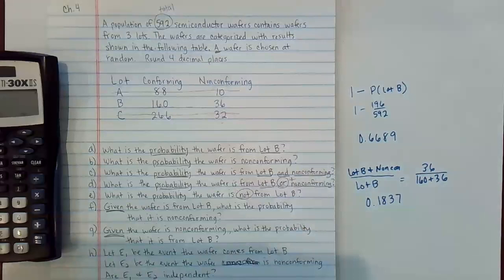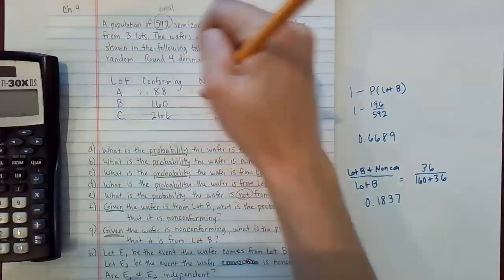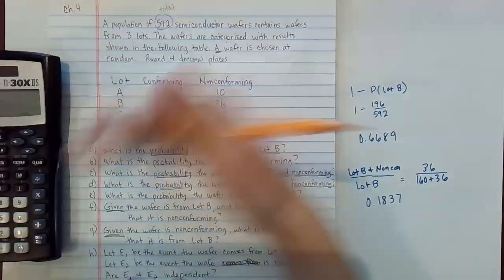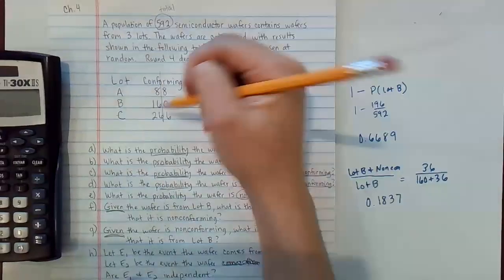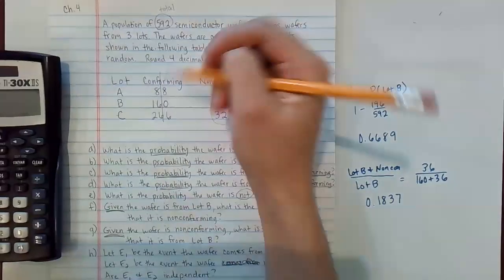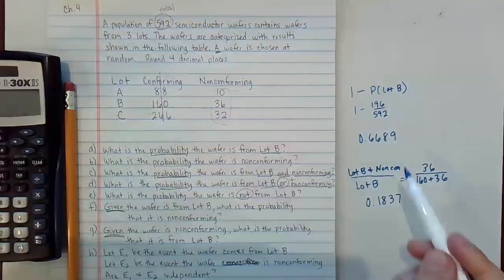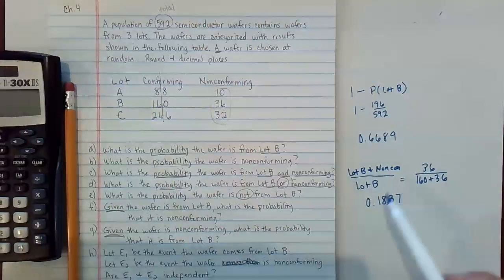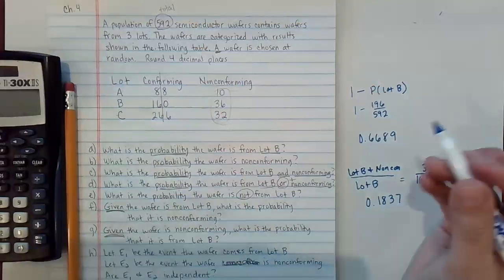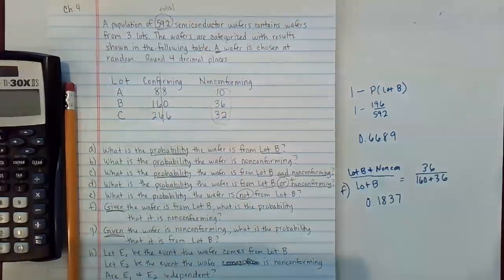Right, let's go ahead and look at part G. This time it is given the wafer is non-conforming. So what that means is now I am focusing my problem on the non-conforming. So I don't care about the conforming now. Now I only care about non-conforming. So I'm going to leave this up just so you can see the difference between the two problems. So this was letter F, and I'm going to work out G up top.